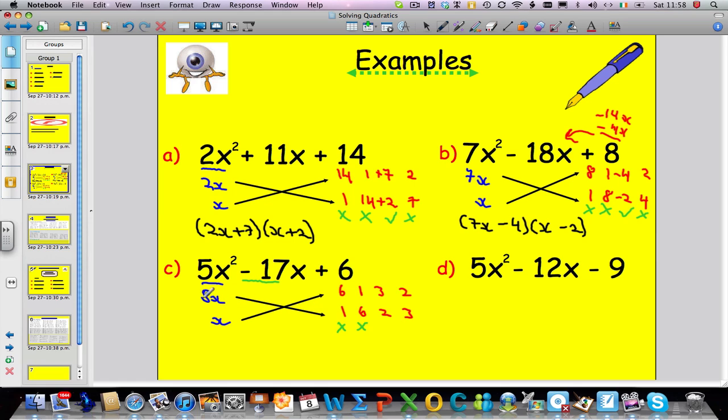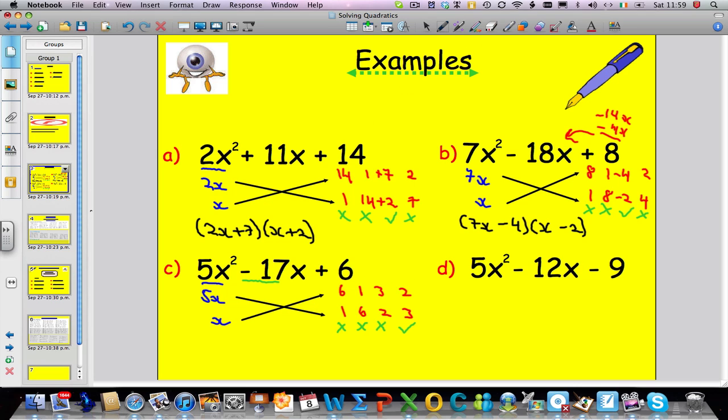Let's check the next one. 5 times 2 is 10. 1 times 3 is 3. 10 and 3, can I make this? No. So that doesn't work. Let's check the last one. 5 times 3 is 15. 1 times 2 is 2. Can I make 17 using 15 and 2? Well, yes, I can. Let's just check that one again. 5 times 3 is 15, and 1 times 2 is 2. 15 and 2 I can use to make a 17.